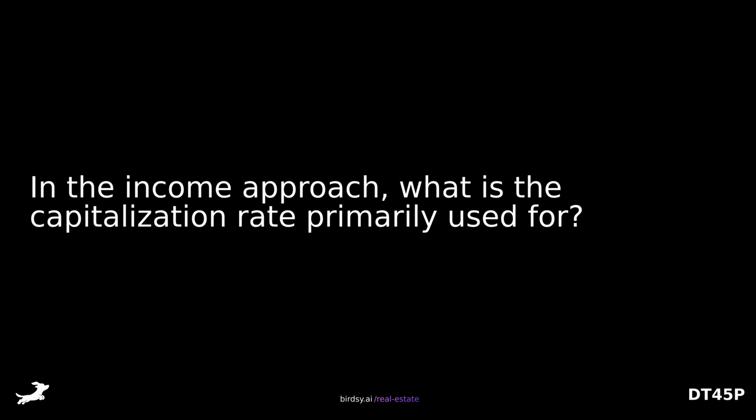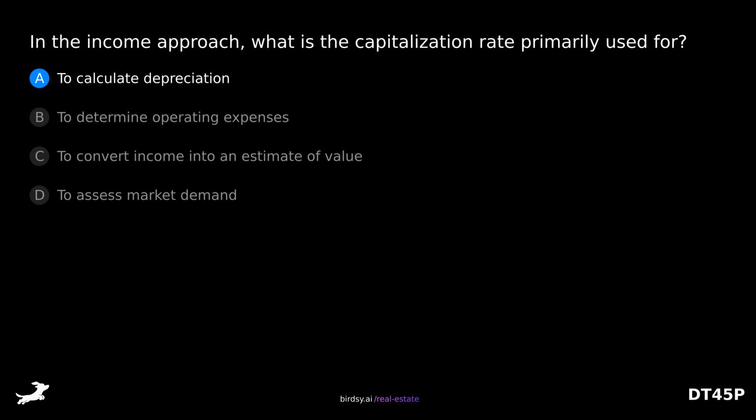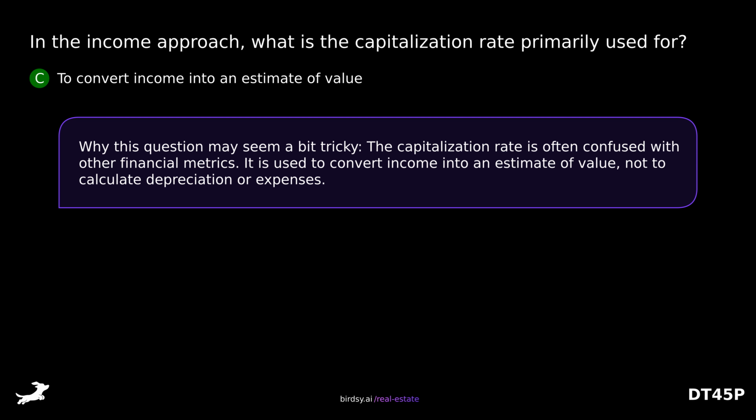In the income approach, what is the capitalization rate primarily used for? Is it A, to calculate depreciation, B, to determine operating expenses, C, to convert income into an estimate of value, or D, to assess market demand? The correct answer is C, to convert income into an estimate of value. This question may seem a bit tricky: the capitalization rate is often confused with other financial metrics. It is used to convert income into an estimate of value, not to calculate depreciation or expenses.